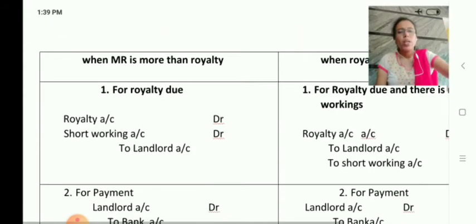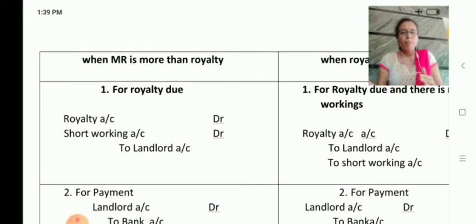Now, in the problem, if it is asked you to prepare the minimum rent account also, then we pass all the journal entries by using minimum rent account, right? But if it is asked to prepare royalty account, short working account and landlord's account, and the minimum rent account is not asked, then we should pass the entry without giving any effect to minimum rent account. Without opening minimum rent account, we have to pass the entry.